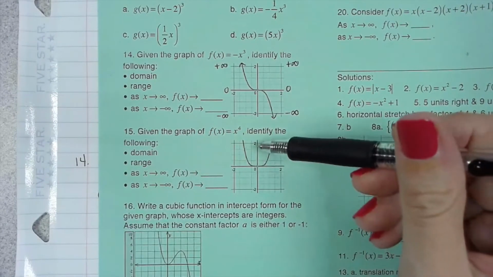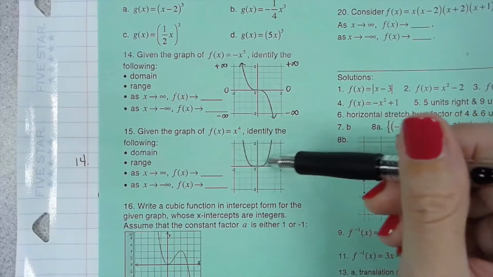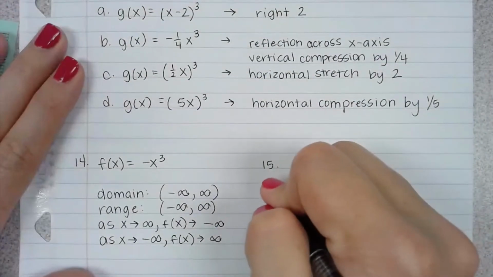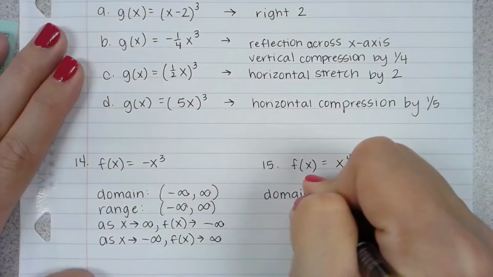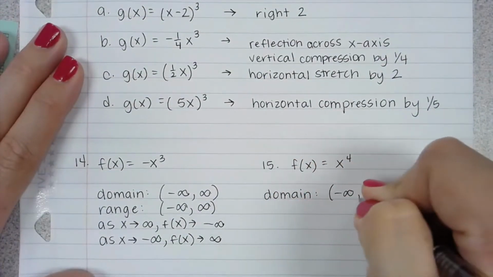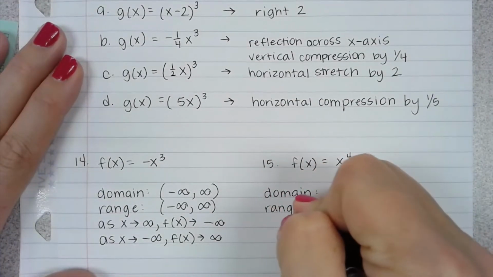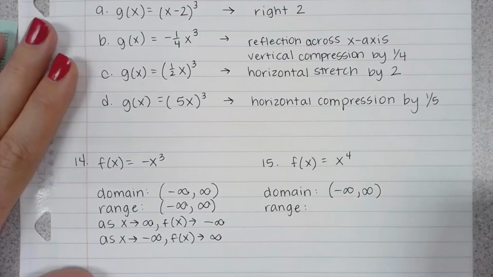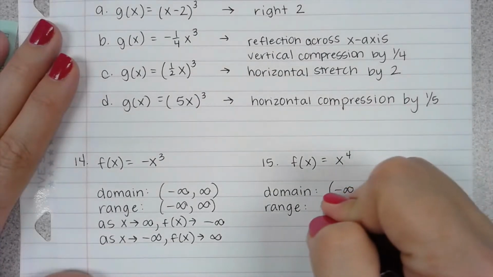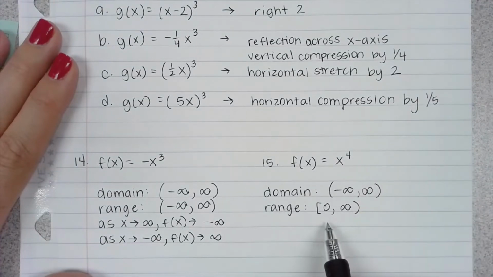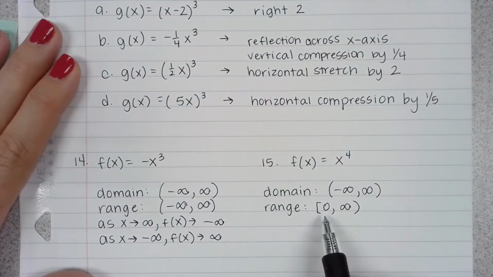But look at the range. This graph only exists up here in the top part of the graph. It doesn't exist down here on the bottom. So when I write my range, I'm going to have to write it a little bit differently. For this question, my domain is still negative infinity to positive infinity, but my range is different. So for this one, the range is the lowest number it goes is 0, and then it goes up forever and always. This square bracket on the 0 means that it starts at 0.